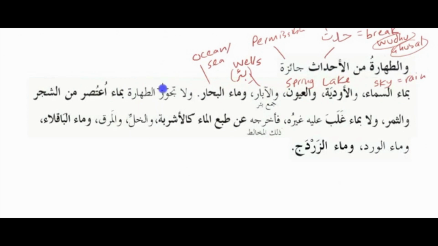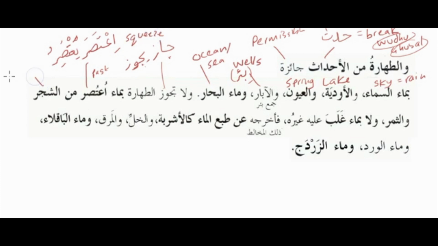La tajuz: tajuz is from bab jaza yajuzu. It means to be permitted, to be allowed. Tahara is purity, ma means water. U'tusira is the majhul form, the passive form, from i'tasara ya'tasiru. It is the majhul form of the past, to be squeezed; it means squeeze.